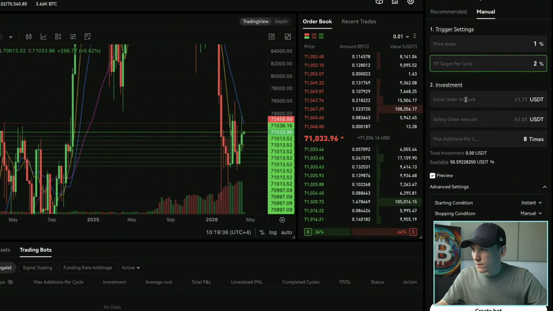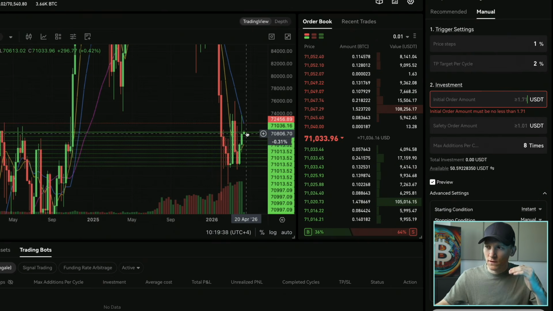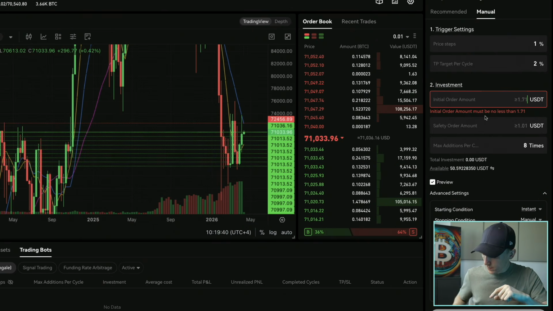Now the investment is up to you. So the initial order amount is how much you're actually putting in right now at this price. So you can put maybe a small amount if you don't want to buy right now and you want to buy more down here.